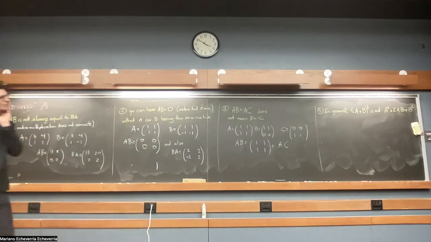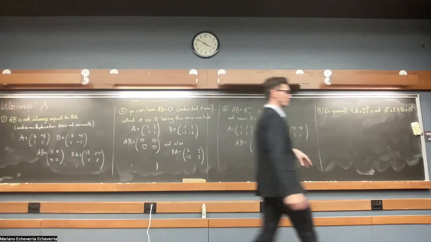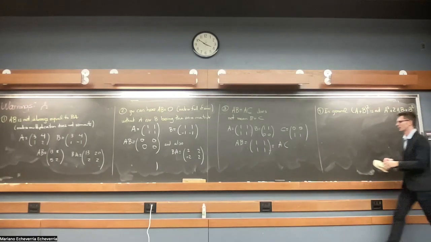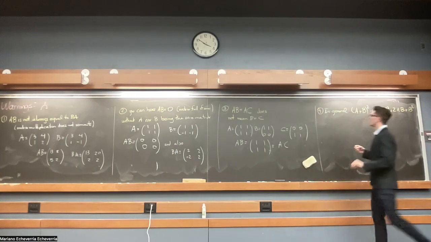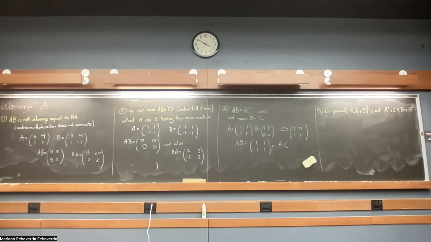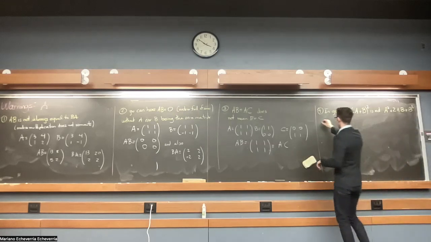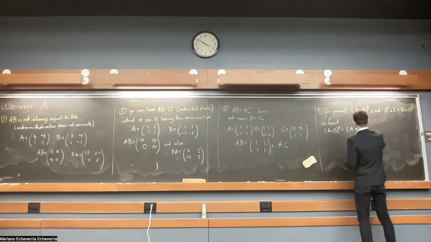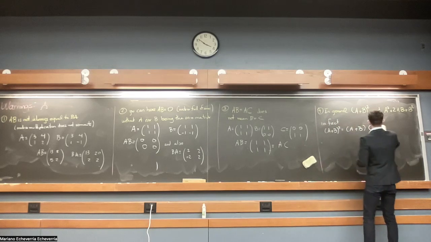But what should that be? And this is a cool example of how you find some of these matrix identities involving multiplication. What should (A plus B) squared mean? It should be (A plus B) times (A plus B), right?